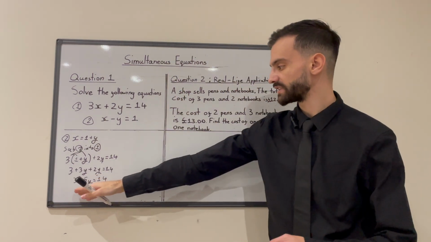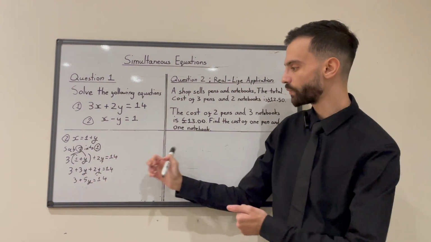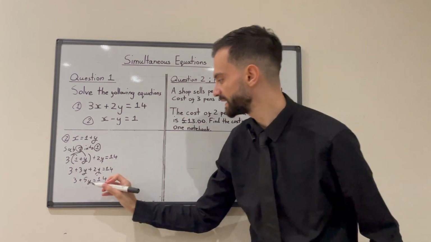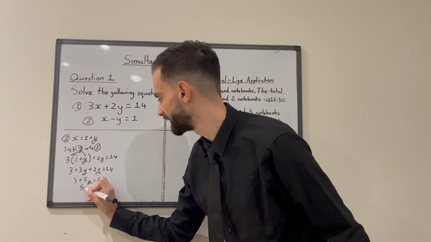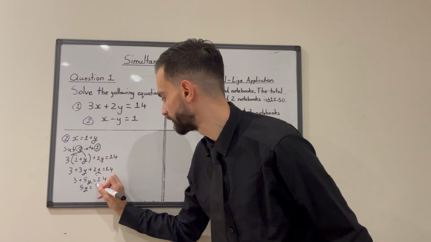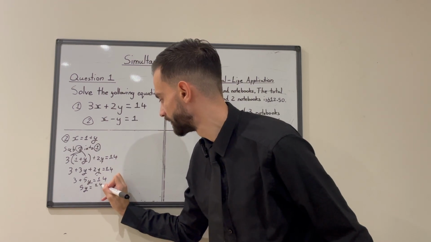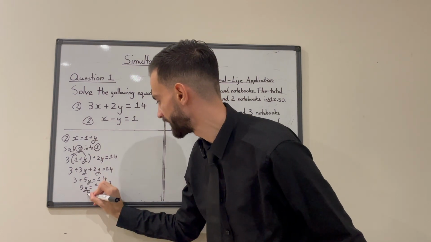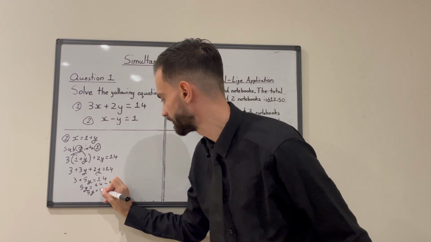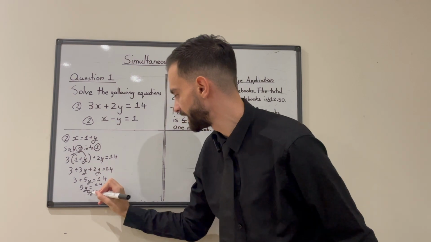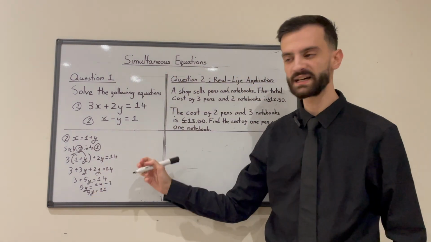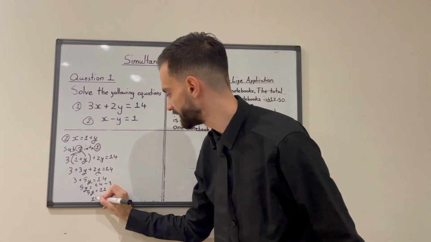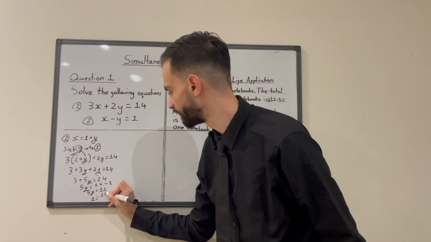Taking everything that's not a y to the other side, so that I get y by itself. Opposite of a plus 3 is a minus 3. So 5y is equal to 14 minus 3, which is 11. So 5y is equal to 11. And opposite of a times 5 is a divide 5. So I get y is equal to 11 over 5.